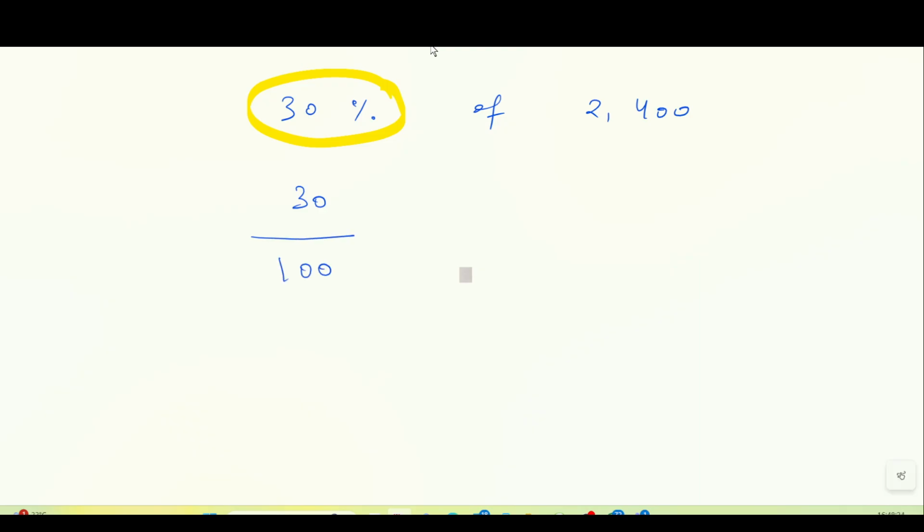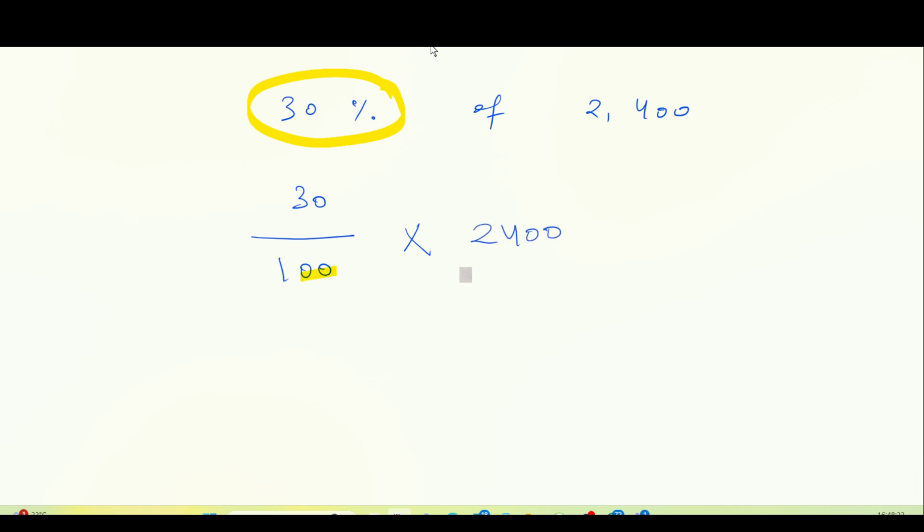Another type of question asked in the arithmetic paper is percentage of a whole number. Like they can ask you, what is 30% of 2400? Okay, so 30% of a whole number. First you convert, because whenever we convert a percentage into a fraction, we write 100 in the denominator, because percent means out of 100. So 30 over 100, of will convert into times, and 2400.